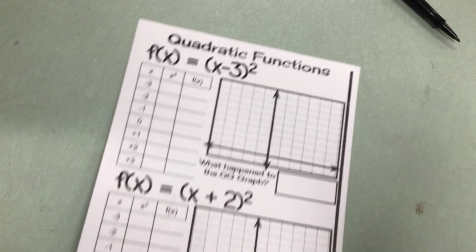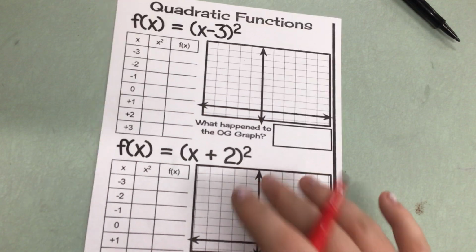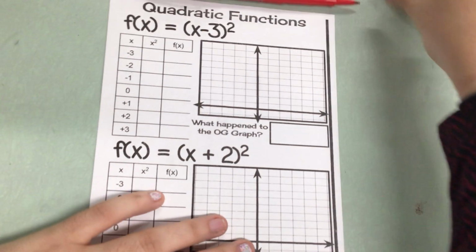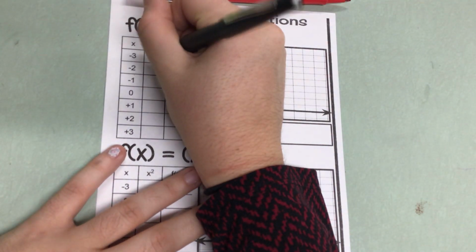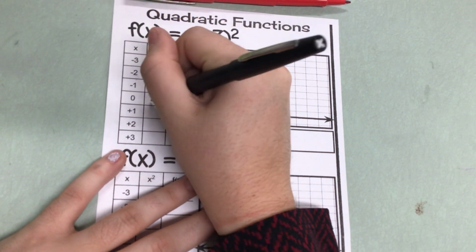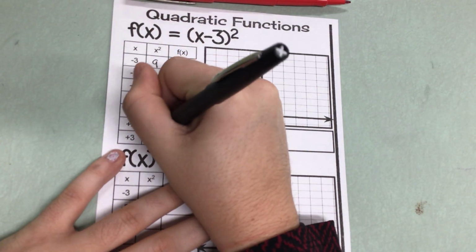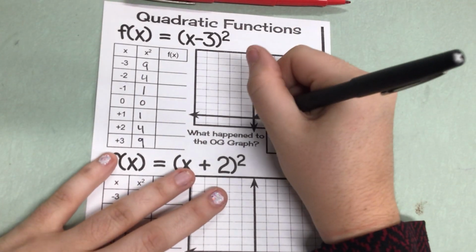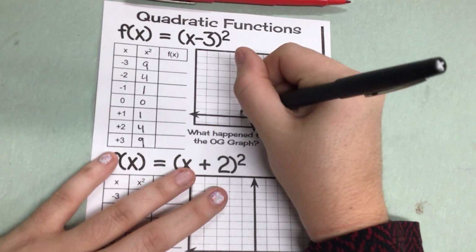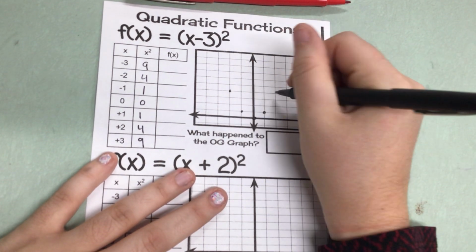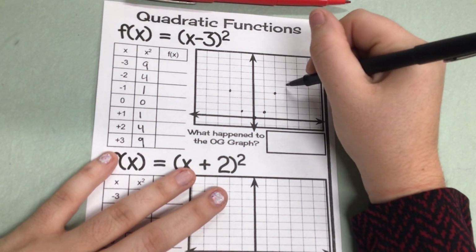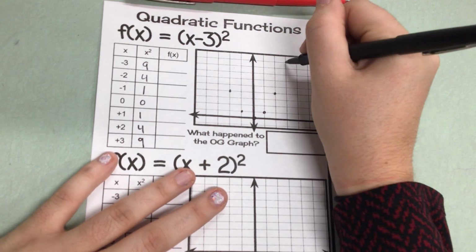All right, let's do the next page. Very similar. We're going to start with our parent function, which we know is 9, 4, 1, 0, 1, 4, 9. These become really, really fast because we do it so much. 5, 6, 7, 8, 9.